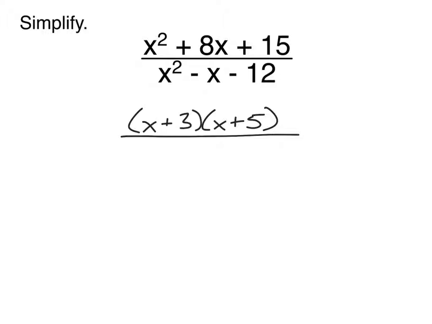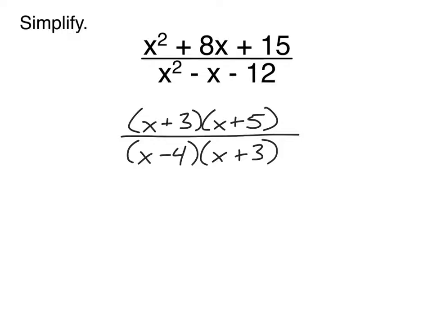So repeat the process with the bottom. On the bottom, notice what I'm adding to here though. Every now and then we get a little rusty on this part. We're adding here to -1. So you're looking for 2 numbers that add to -1 and multiply to -12. And so those 2 numbers are -4 and +3. So on the bottom I write it as x minus 4 times x plus 3.